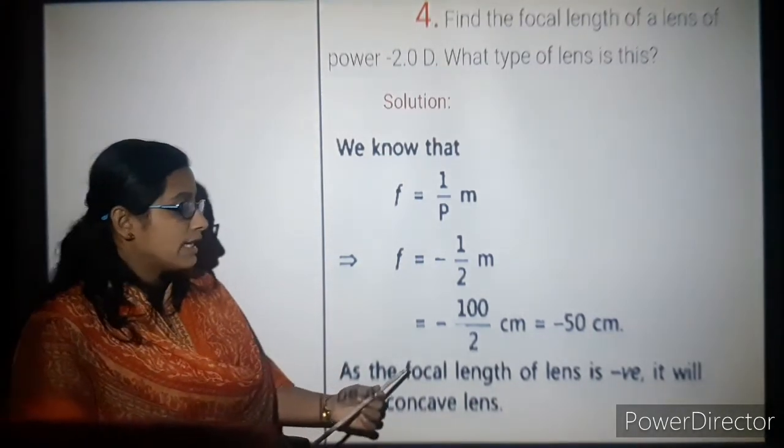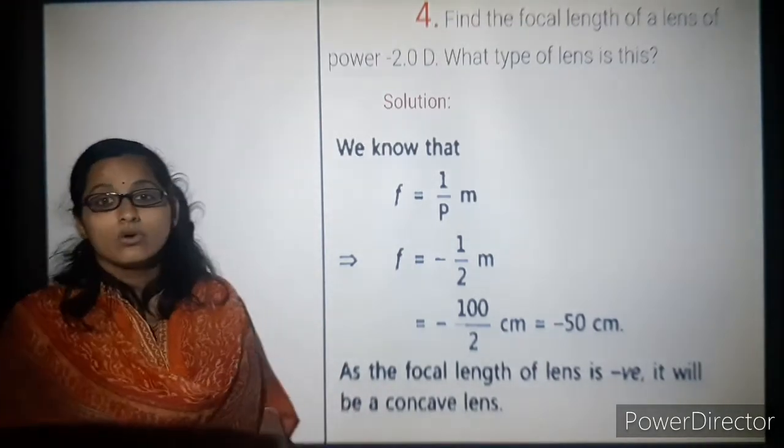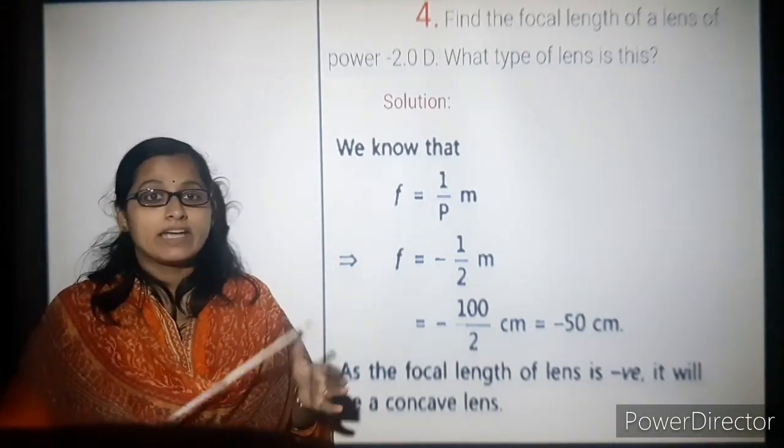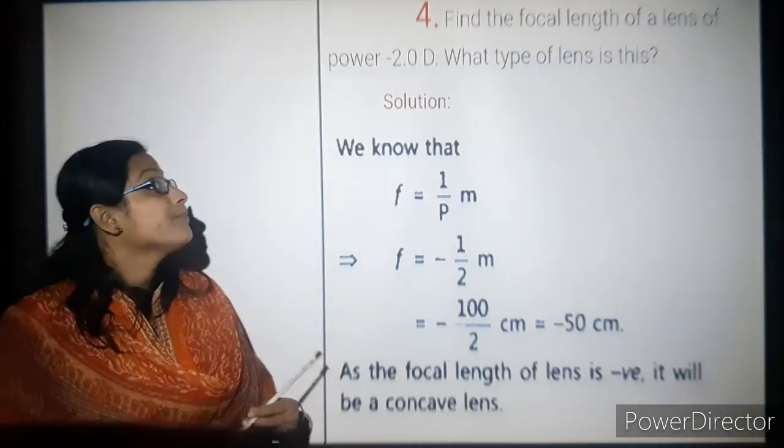As the focal length of the lens is negative, it will be a concave lens. I have told you, cave means negative. So it is a concave lens.